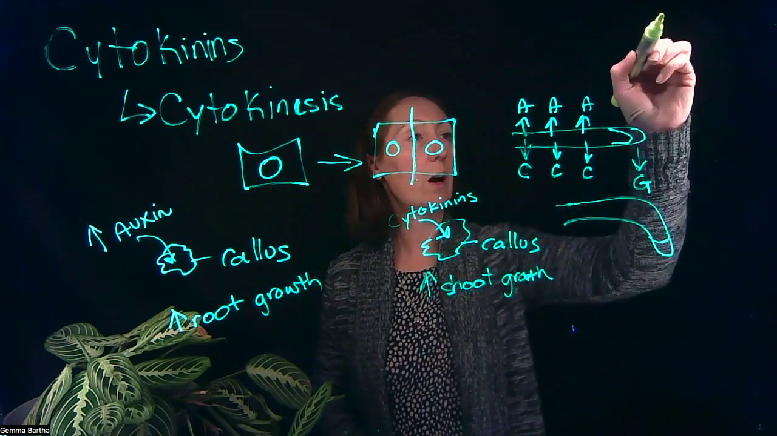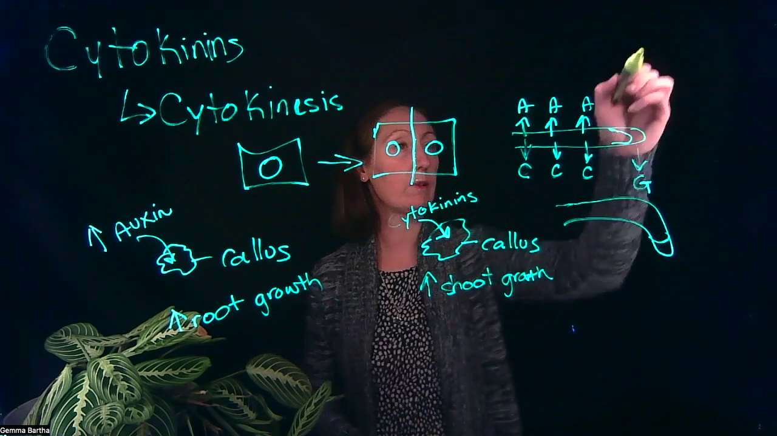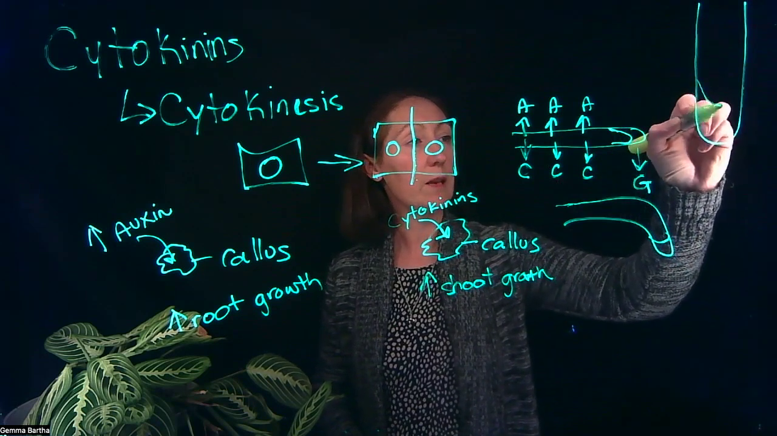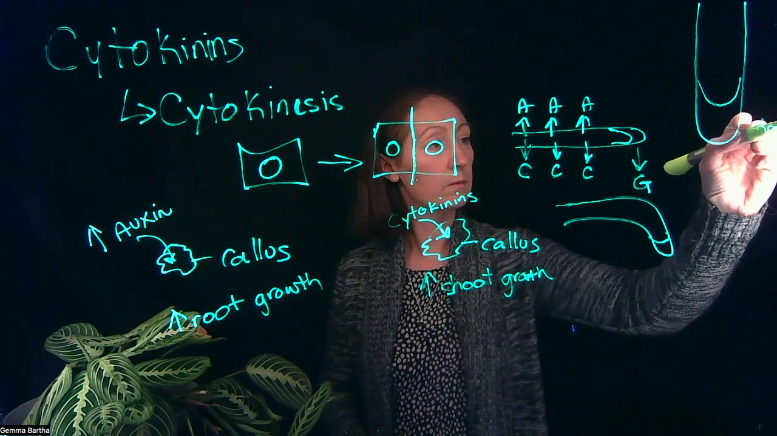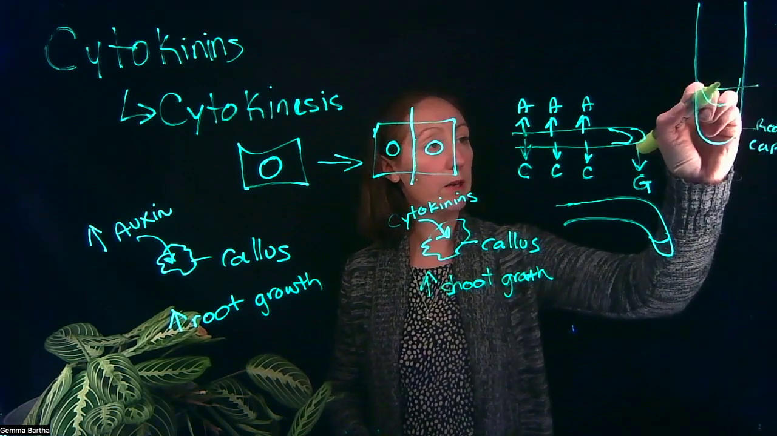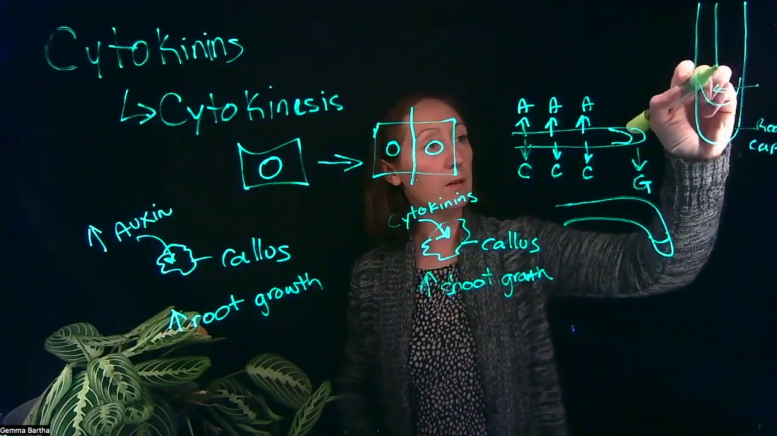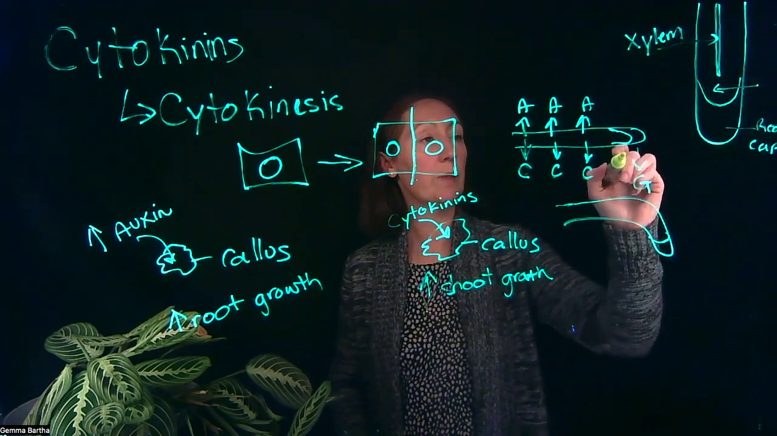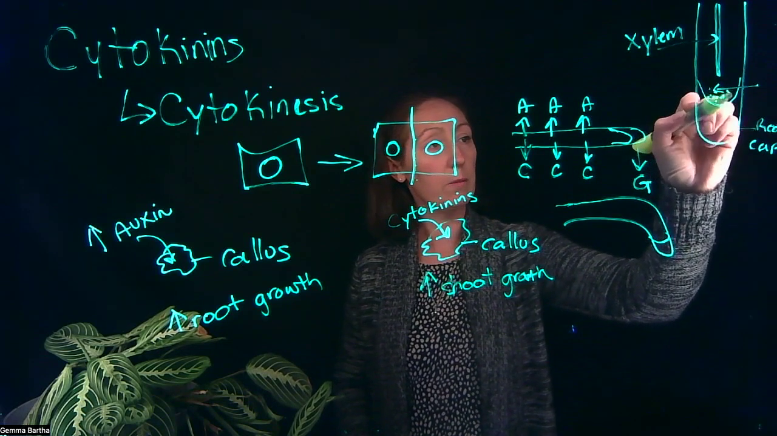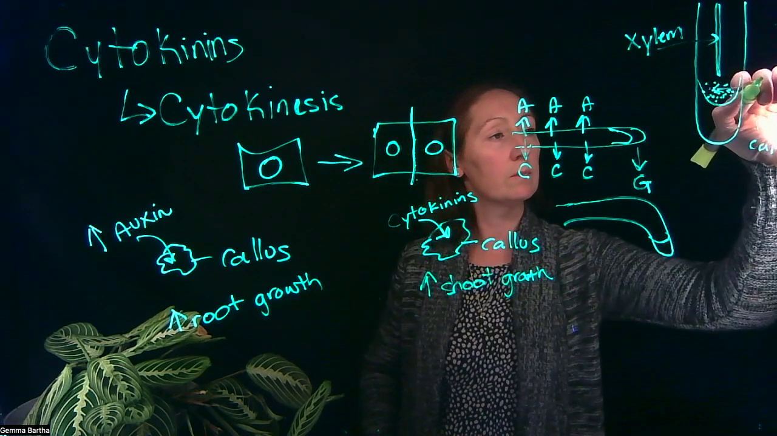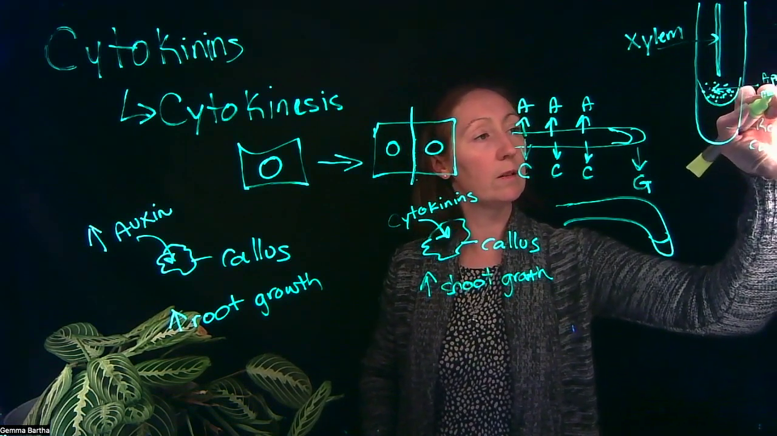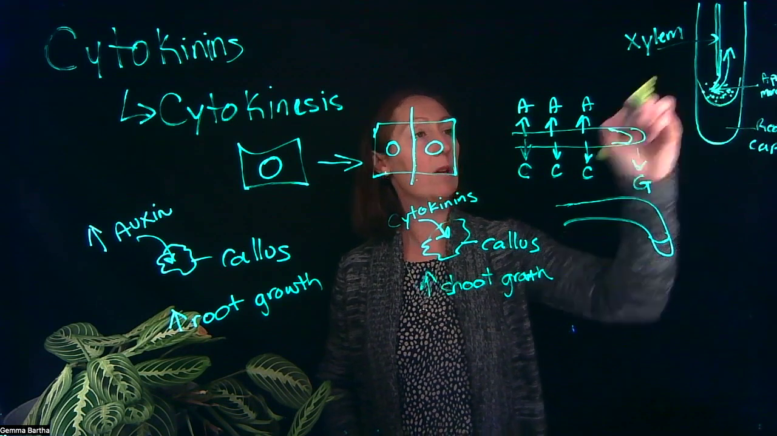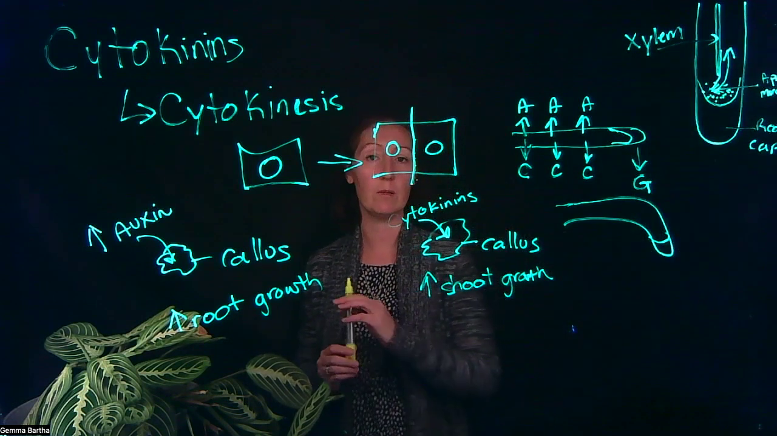The other thing I wanted to quickly talk about is how it is getting transported to the rest of the plant. And so your cytokinins, and again, this is going to be our root cap, and this is going to be your meristematic tissue. And right in the middle here, this is going to be your xylem. And so our cytokinins are being produced here in the meristematic tissue, so we're going to say apical meristem. And it's actually going to travel up through the xylem and get transported to the rest of the plant.